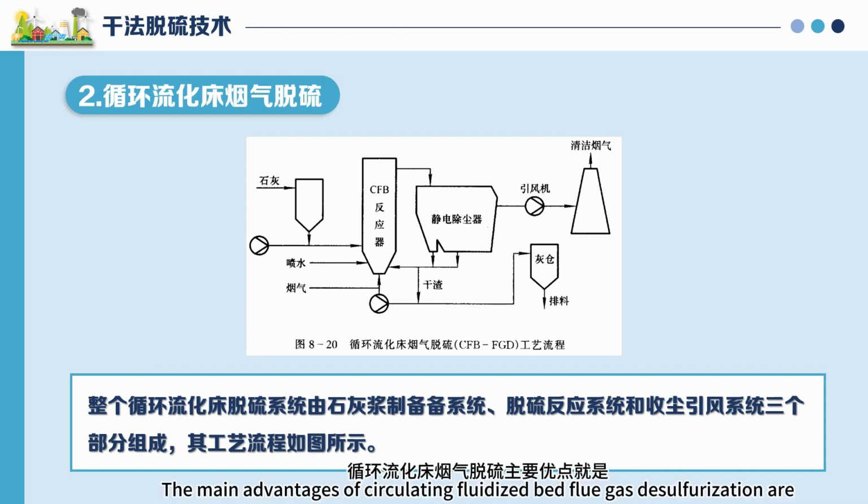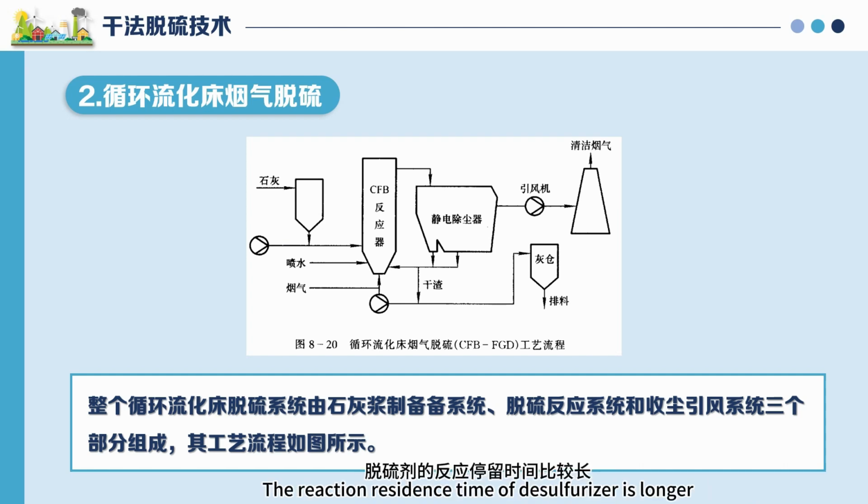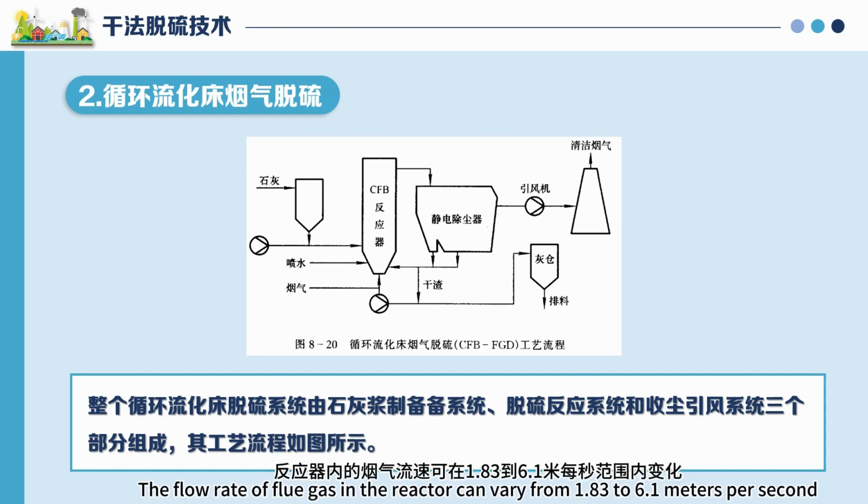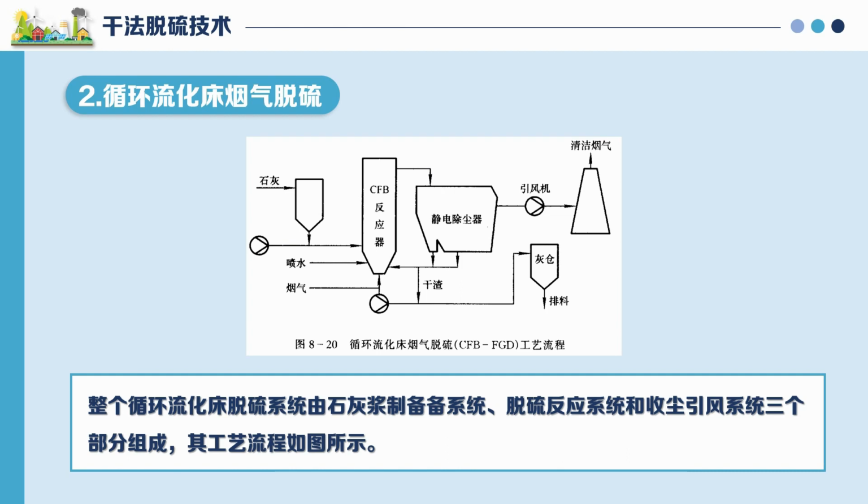The main advantages of circulating fluidized bed flue gas desulfurization are: the reaction residence time of the desulfurizer is longer, and it has strong adaptability to the load change of the boiler, as 98% of the bed material participates in the cycle. Fresh limestone, accumulation of residence time of lime in the reactor, can reach more than 30 minutes. The utilization rate of lime is improved. The flow rate of flue gas in the reactor can vary from 1.83 to 6.1 meters per second. Therefore, the load of the boiler can change in the range of 30% to 100%.